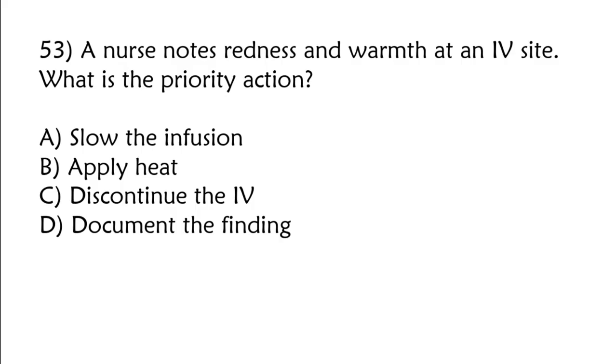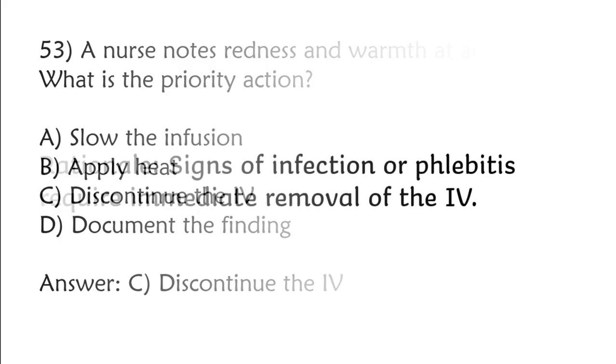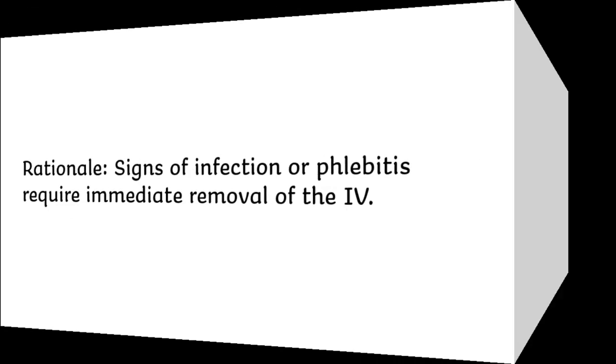A nurse notes redness and warmth at IV site. What is the priority action? Correct answer is C. Discontinue the IV. Rationale: signs of infection or phlebitis require immediate removal of the IV.